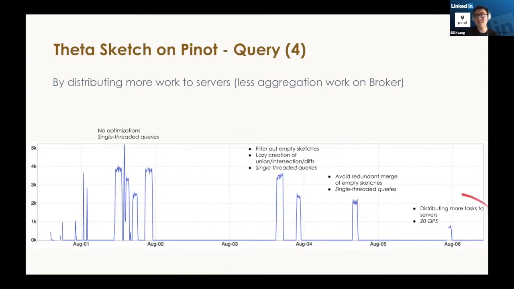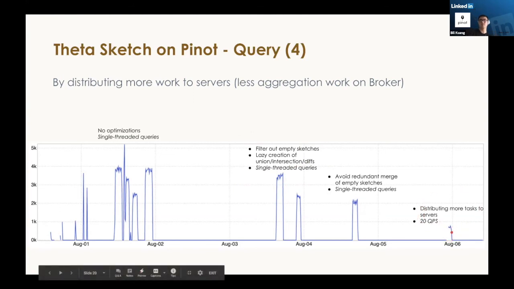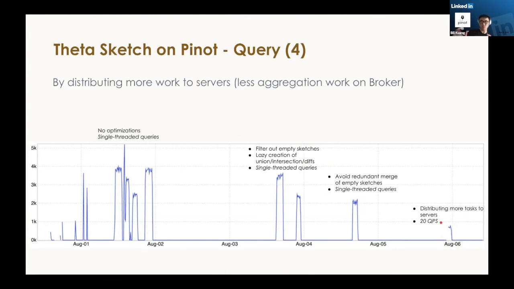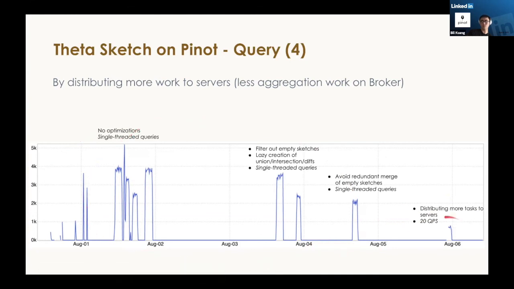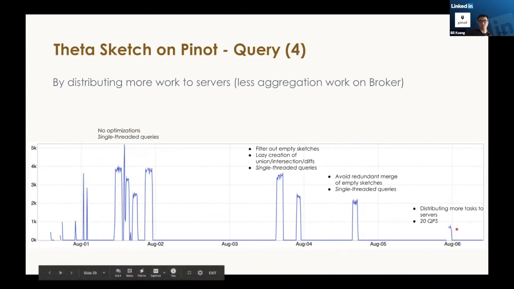And this last peak here, right? Now we're at about 500 milliseconds. This is the big one that I just talked about in the previous slide, where we're sending more work in parallel to the individual Pinot servers, and having the actual broker do less work. And this peak we actually achieved with this average latency at 20 queries per second, whereas all of the previous peaks here were single threaded, right? So this is astronomically better than the performance of the previous queries.